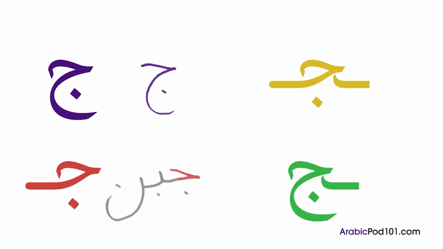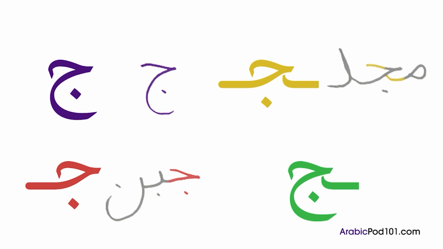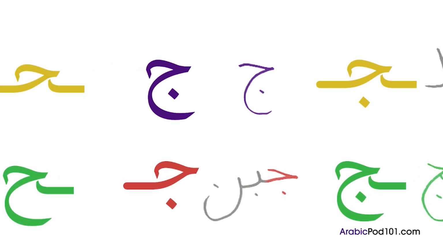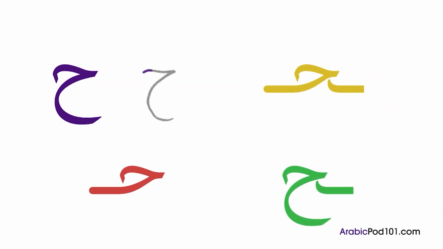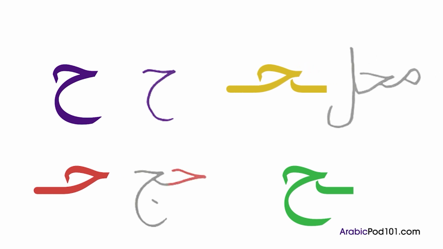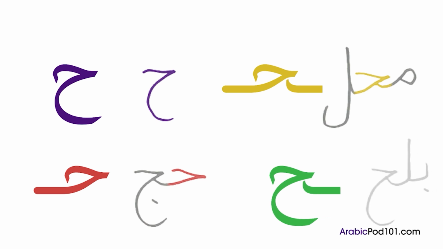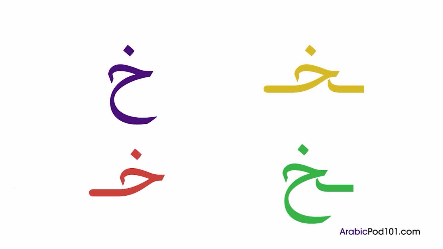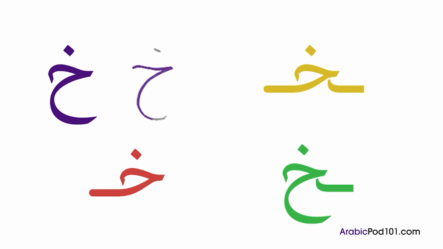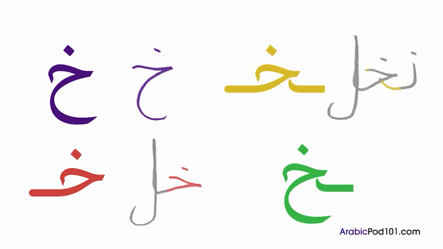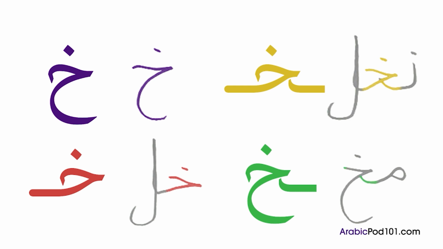Initial, medial, final. Now let's check ha, isolated, initial, medial, final. Finally, we have kha, isolated, initial, medial, final. That's it for lesson 3.